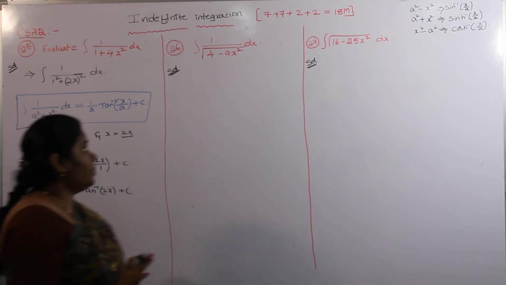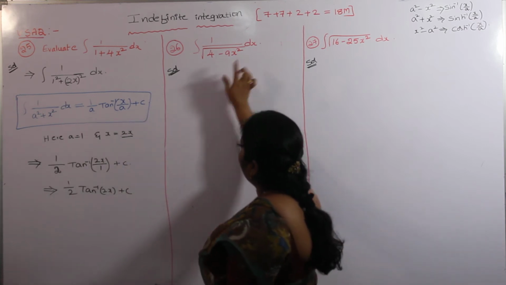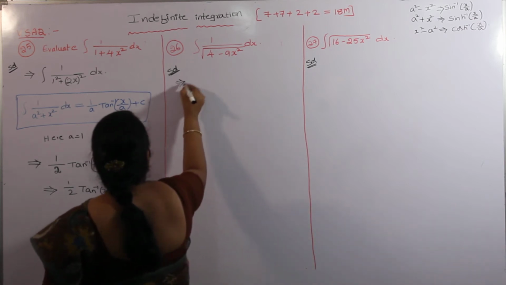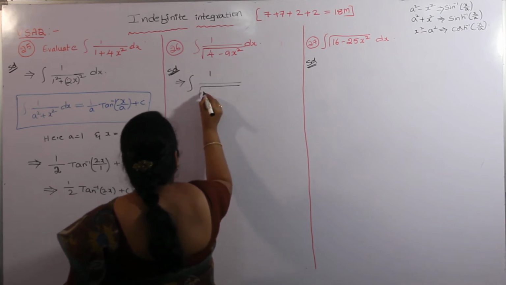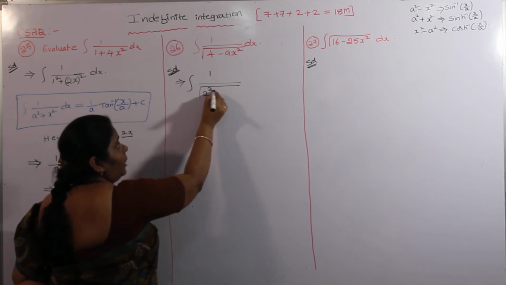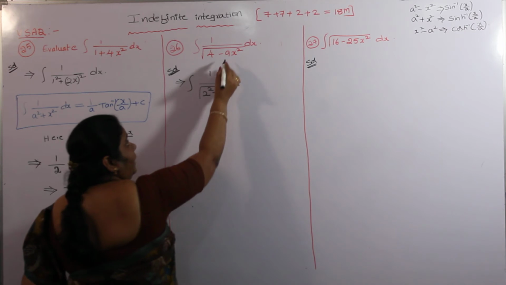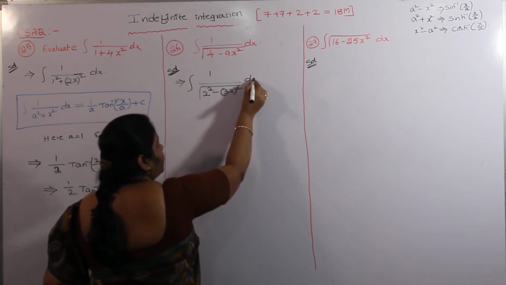Same as these problems. This is the second problem. Integral of 1 by root over 4 minus 9x square dx. This can be written as 1 by root over 4 can be written as 2 square, minus 9 can be written as 3 square, that is totally 3x whole square dx.